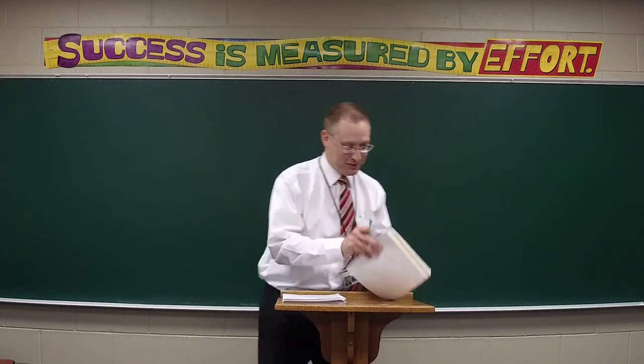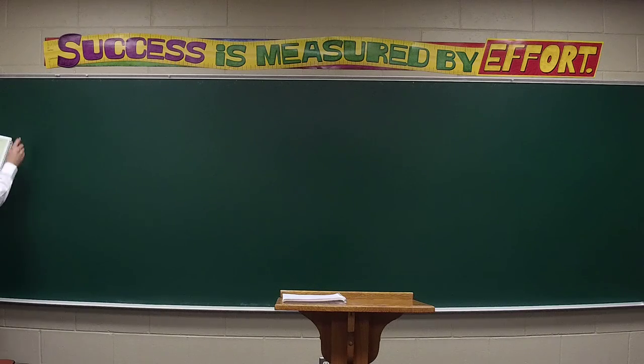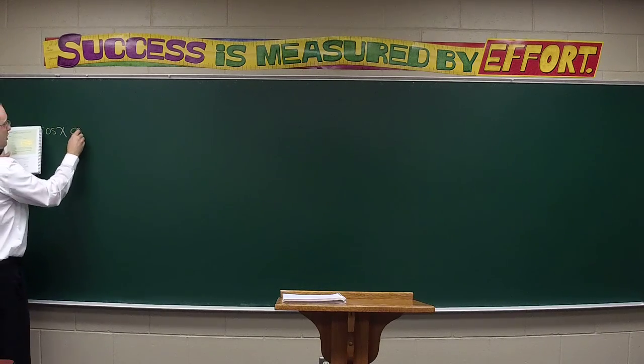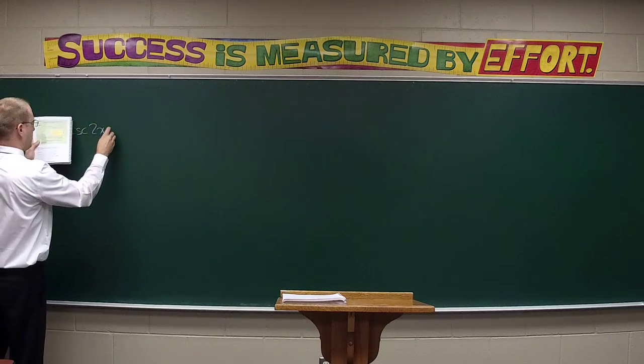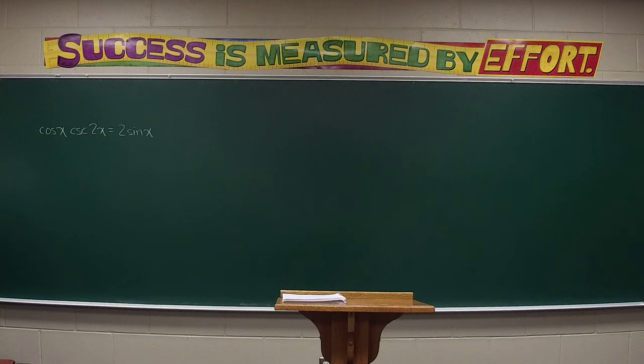All right, number 5 on your homework. You were given that the cosine of chi times the cosecant of 2 chi is equal to 2 times the sine of chi. And get my calculator out. I don't need it yet, but we will for 19, we said.